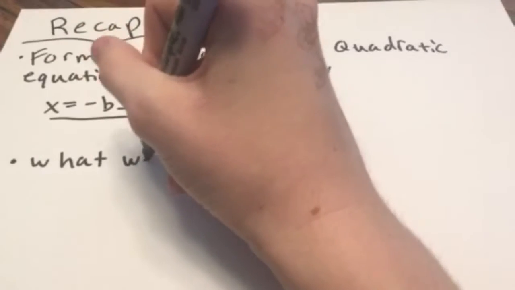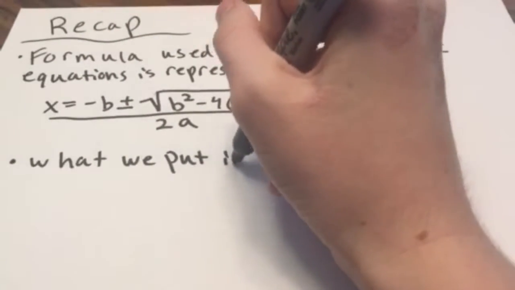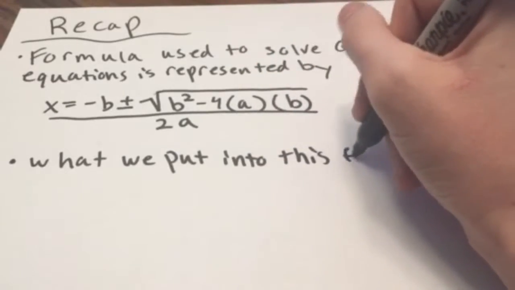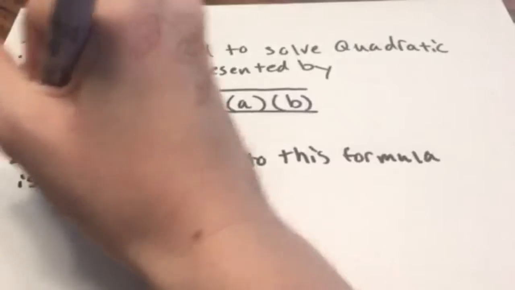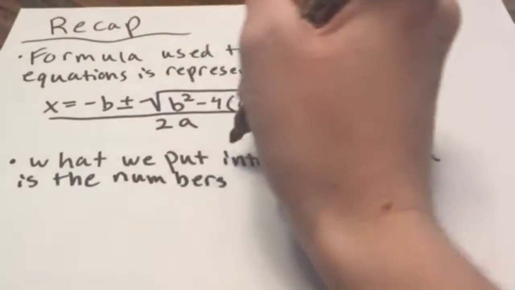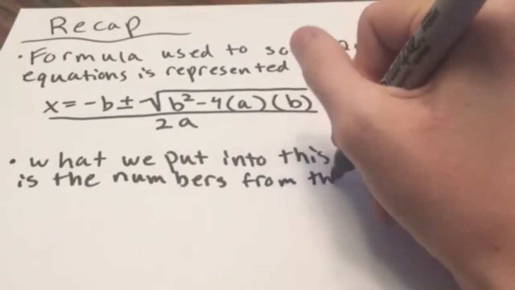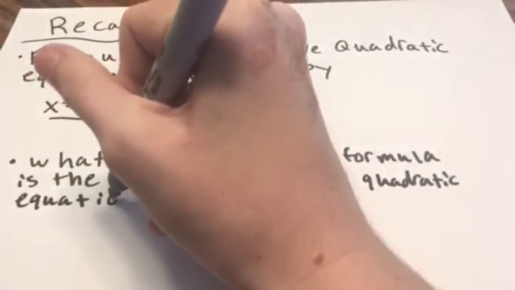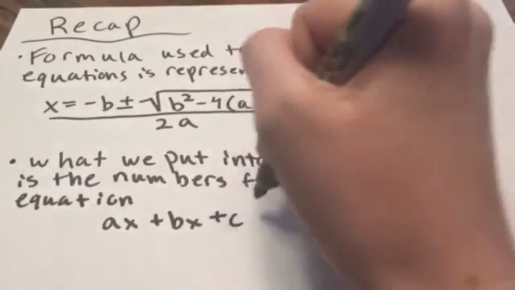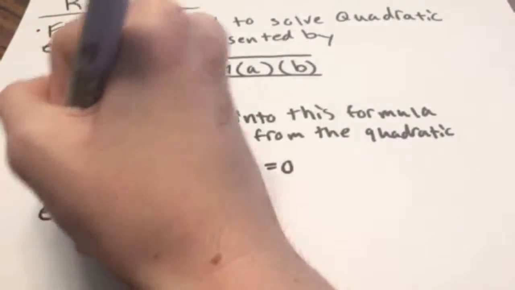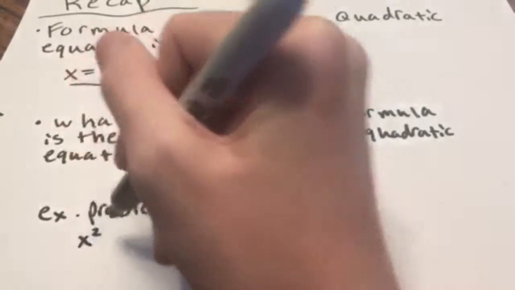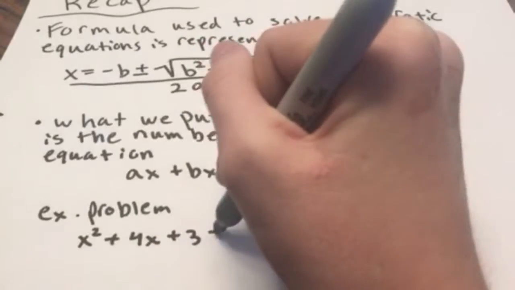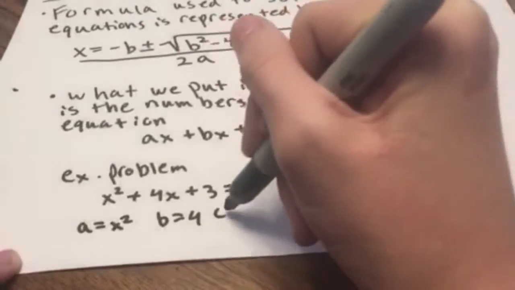And we also learned what we put into this formula is the numbers from the quadratic equation, ax squared plus bx plus c equals 0. And from the example problem in the video, x squared plus 4x plus 3 equals 0. We pulled out the information that we can to be able to put it in the quadratic formula.